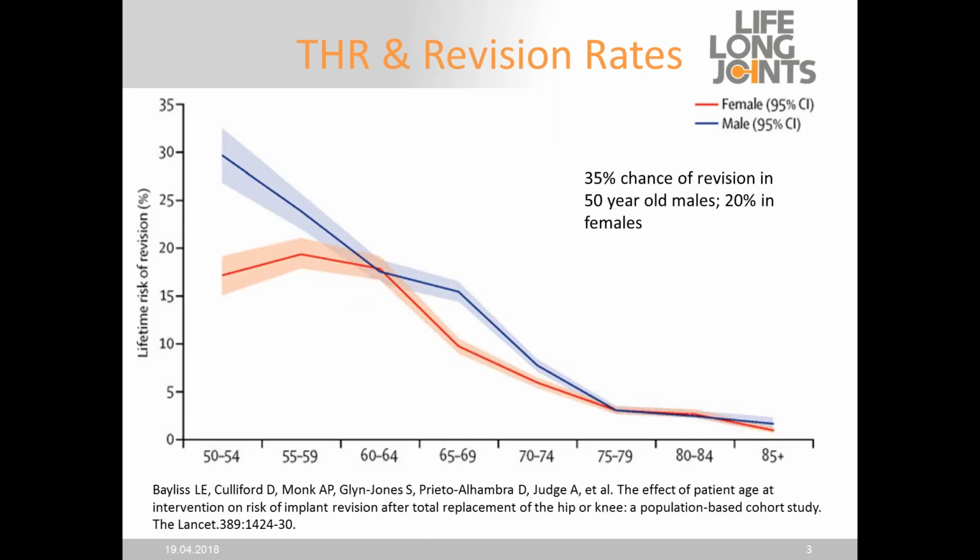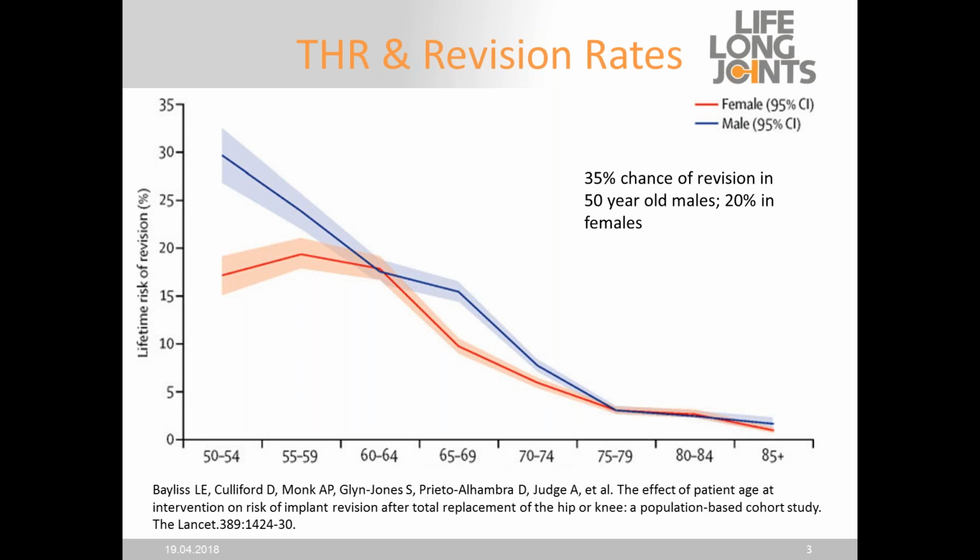So just taking a closer look at the revision rates and how they are affected by patient characteristics. Here, a recent study by Bayliss et al. looked at the National Joint Registry database, and they've looked at the lifetime risk of revision. So we can see age at the bottom, and we can see that the younger patients have a high percentage chance of revision in their lifetime, up to 30%. And then this decreases as we get to 75 and above, where there's less than a 5% chance of revision rate.